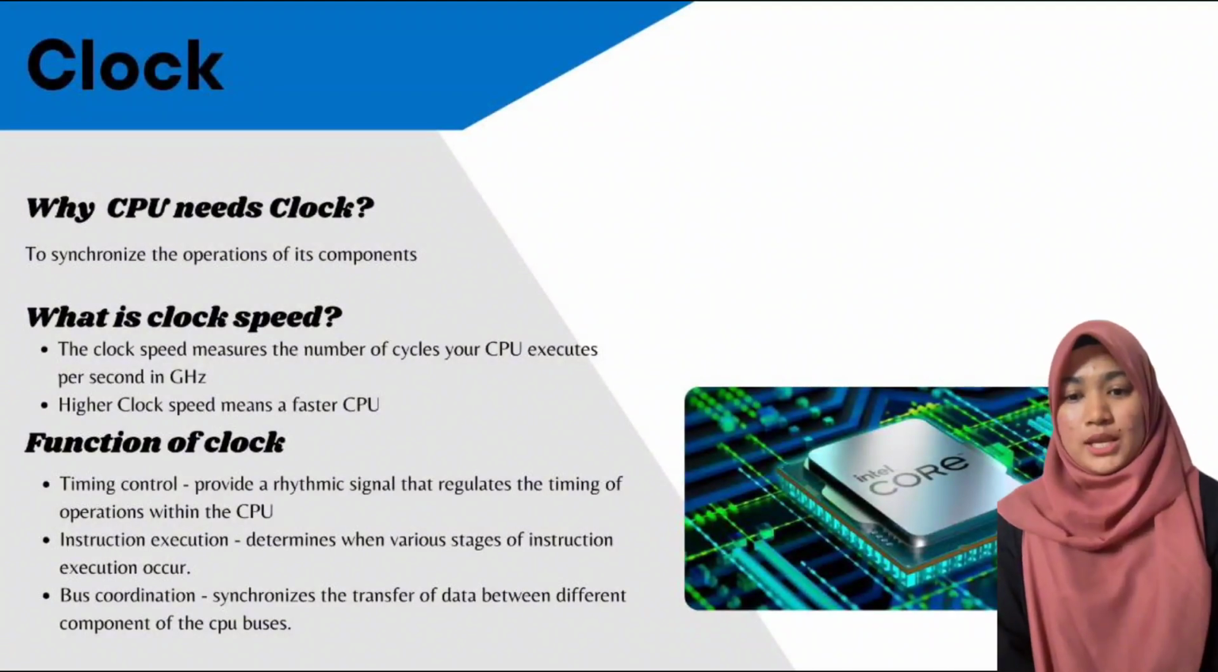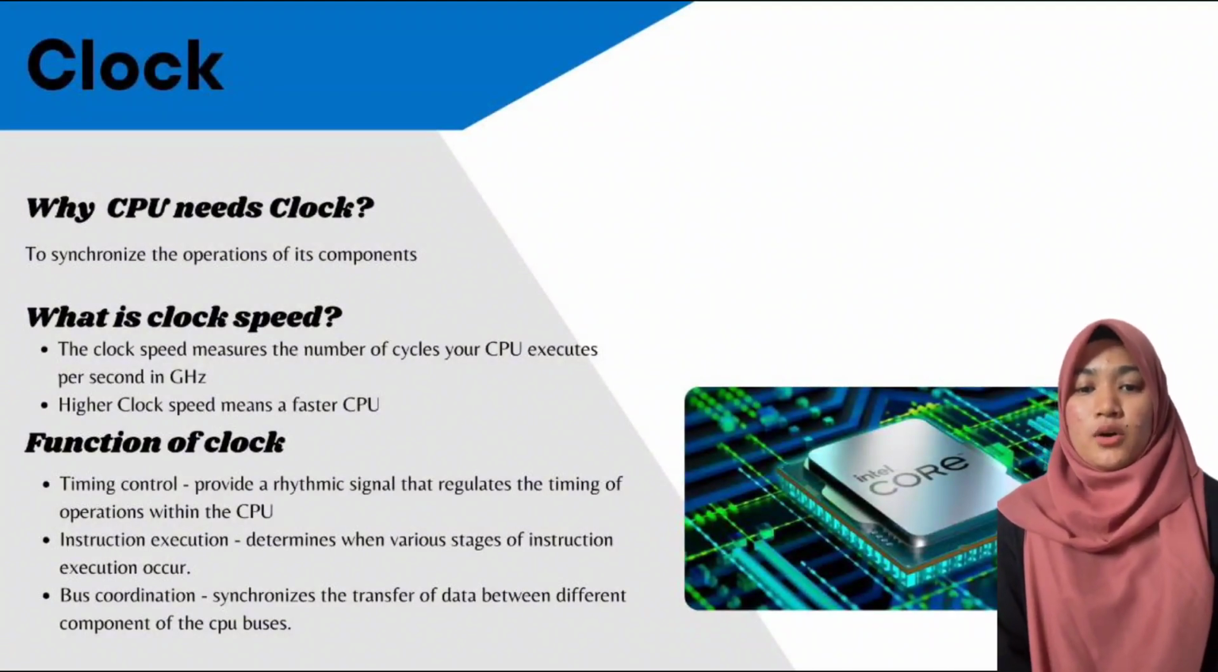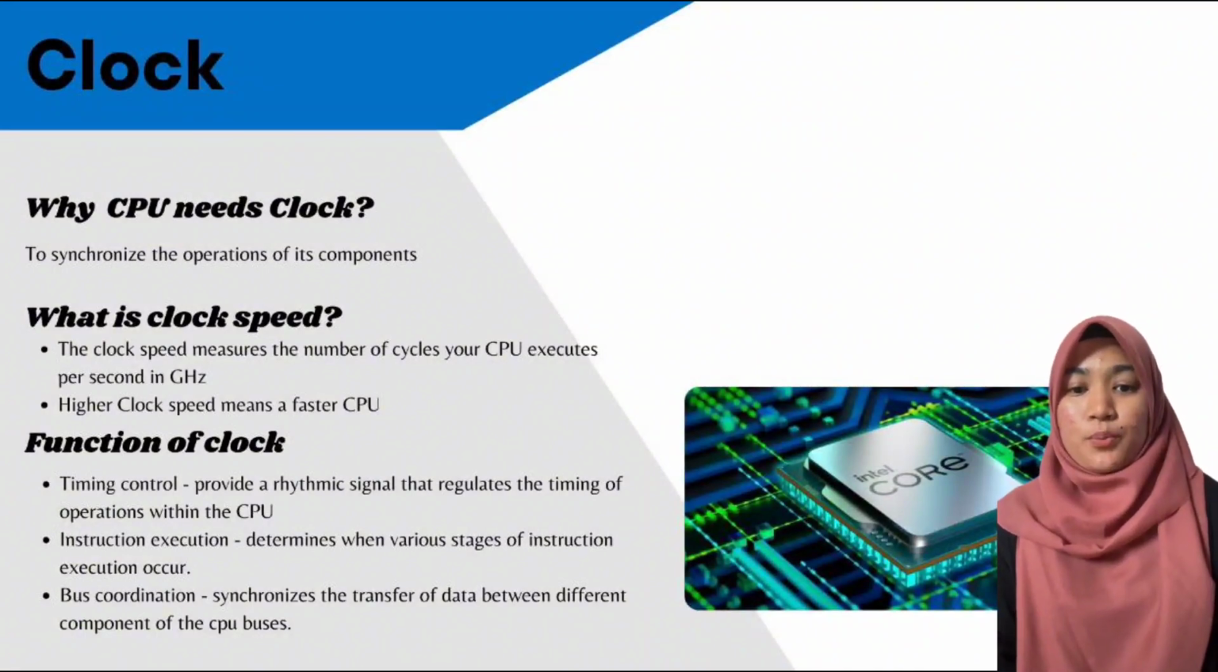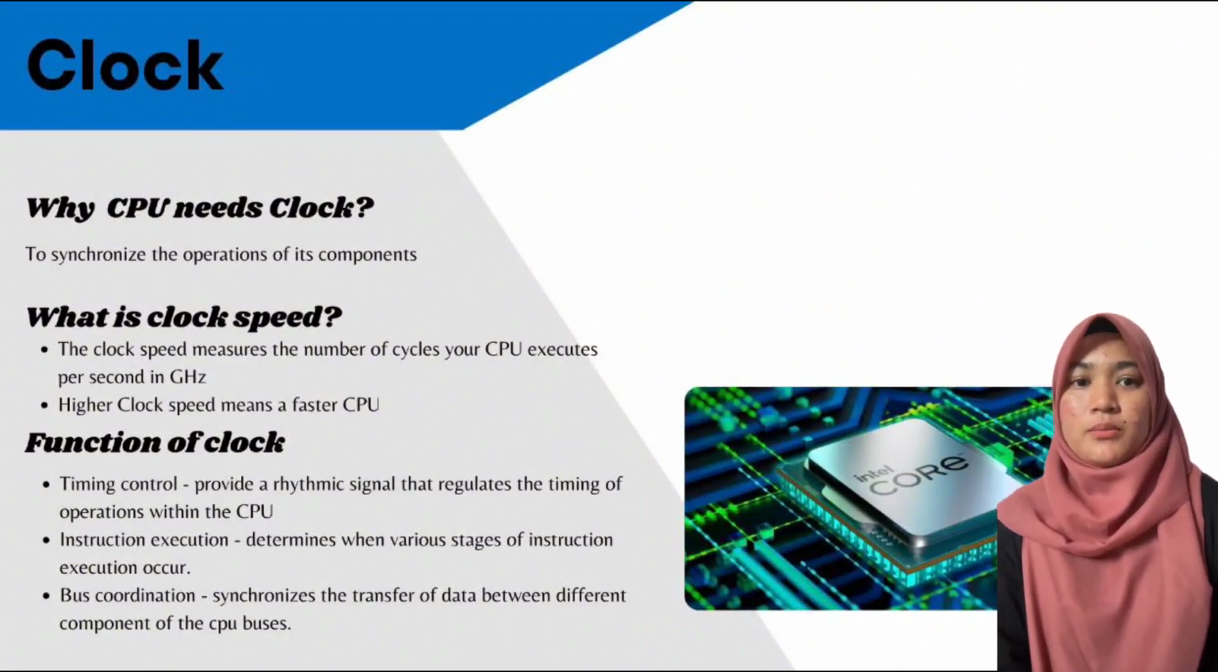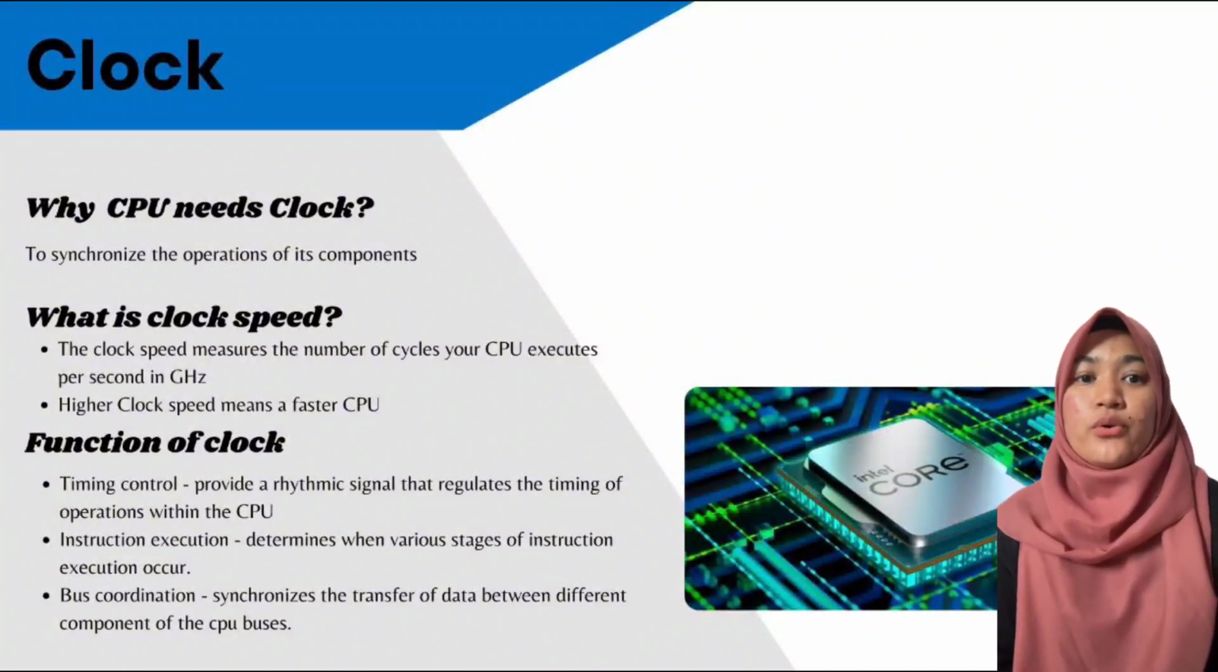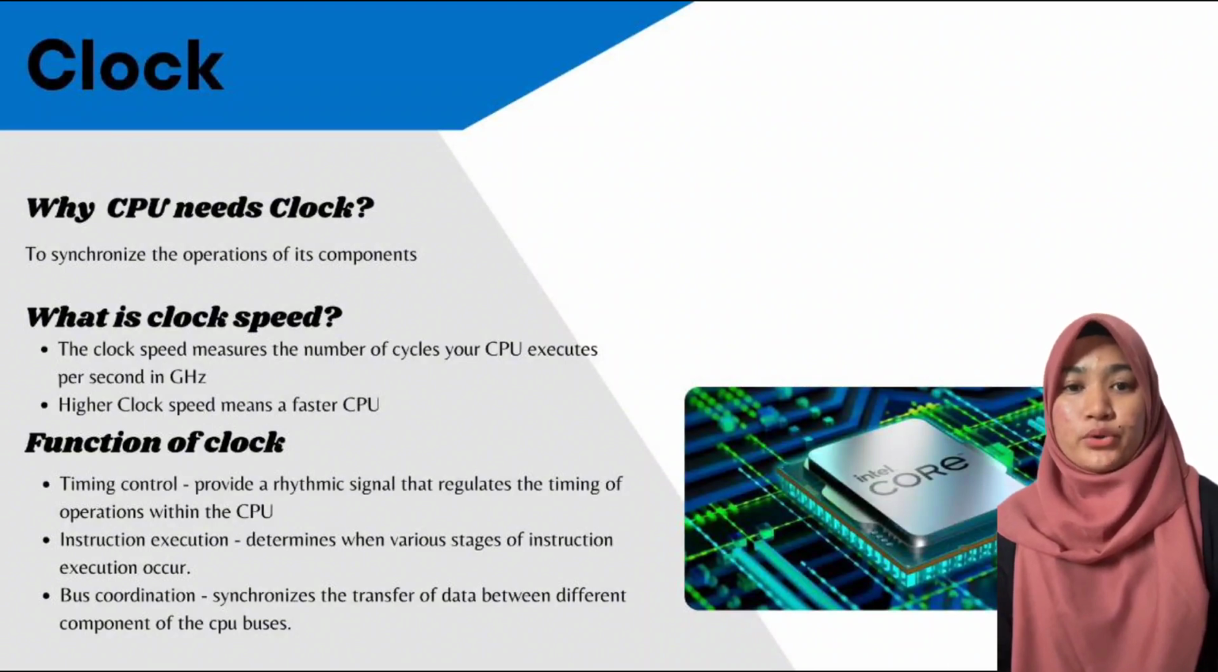What is clock speed? The clock speed measures the number of cycles a CPU can execute per second in gigahertz. A higher clock speed means a faster CPU. It allows for faster execution. For example, a CPU that has a clock speed of 3.2 gigahertz will execute 3.2 billion cycles per second.